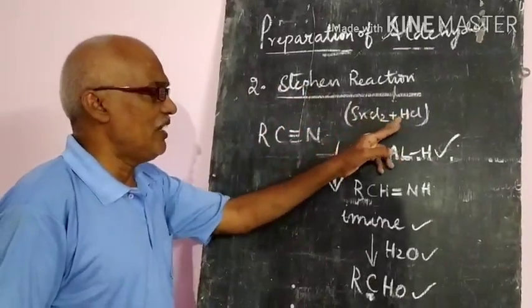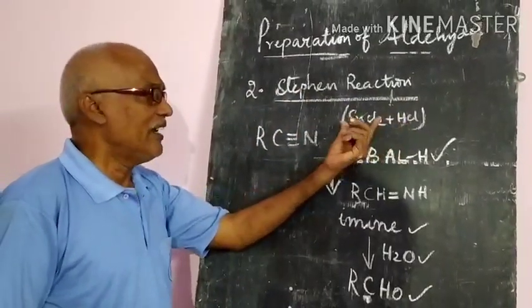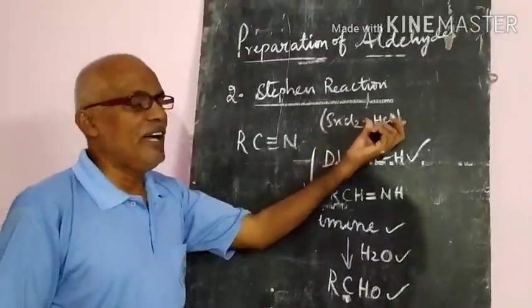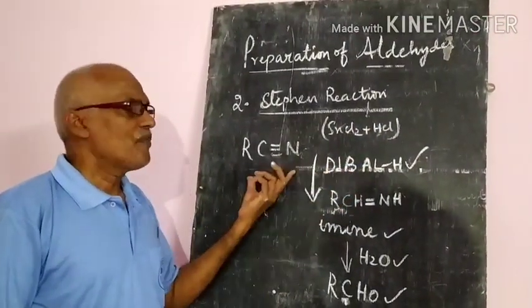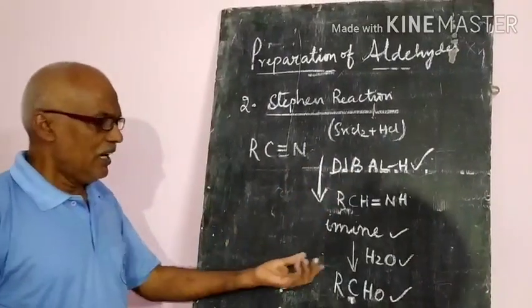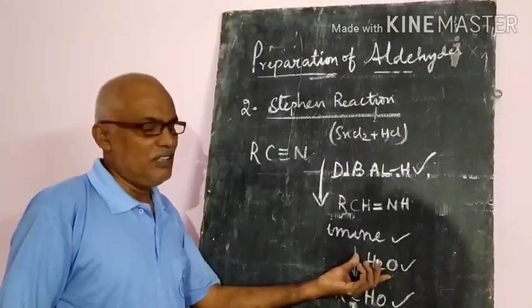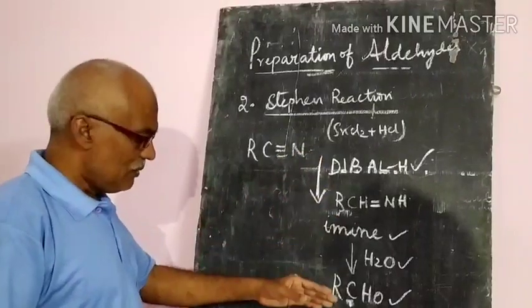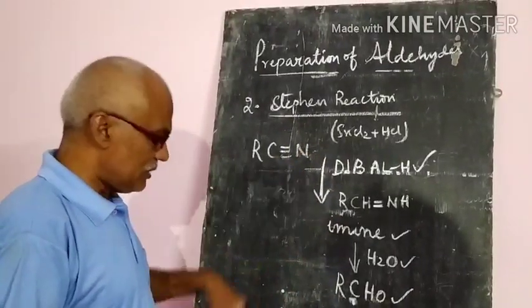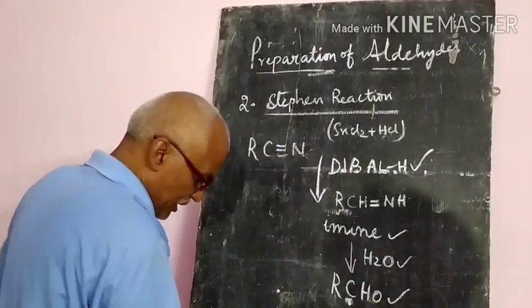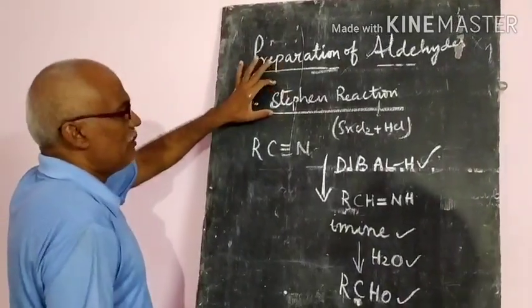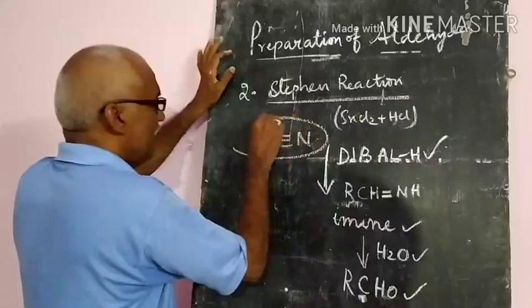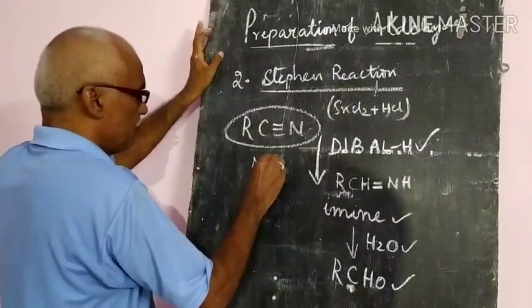So this is called the Stephen reaction. In the Stephen reaction, the reagents are stannous chloride and hydrochloric acid, remember. This is the general reduction process followed by hydrolysis. And one more method is also there. The Stephen reaction can be carried out from nitrile compounds.